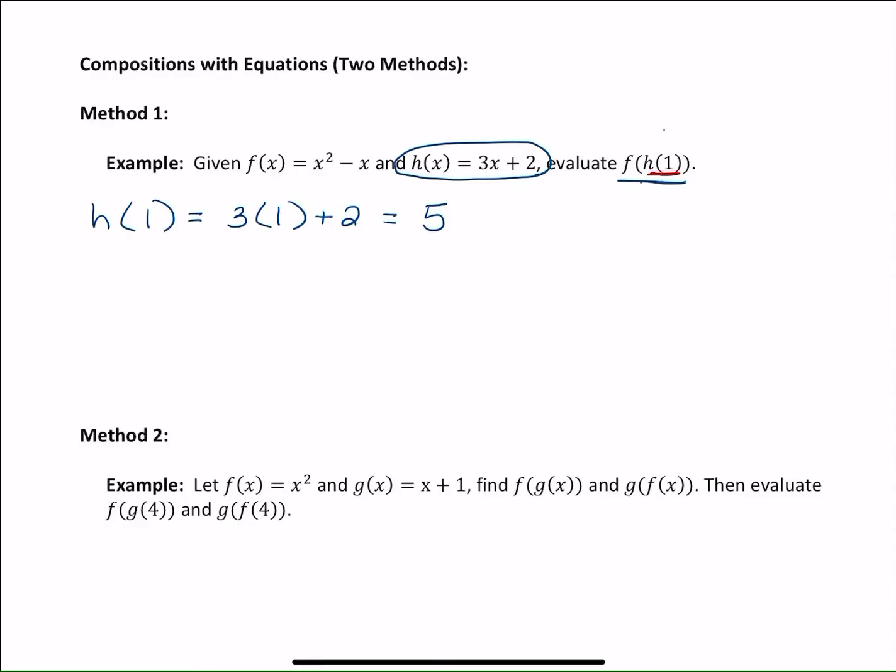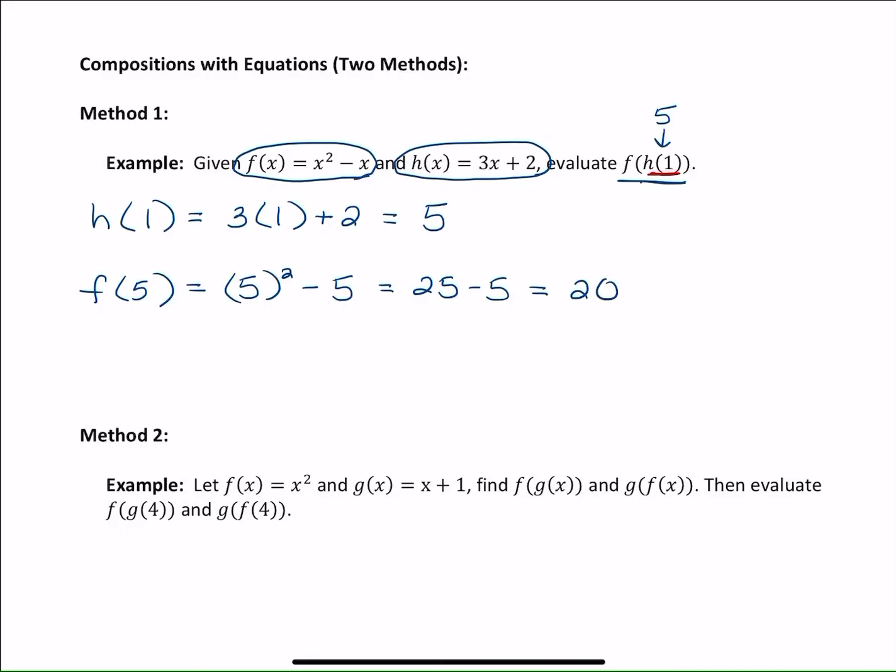And then I'm going to plug 5 in here and find f of 5. So now I move over to my f function and plug 5 in for x. So I've got 5 squared minus 5, which will be 25 minus 5, which will give you a final answer of 20. So f of h of 1 is equal to 20.